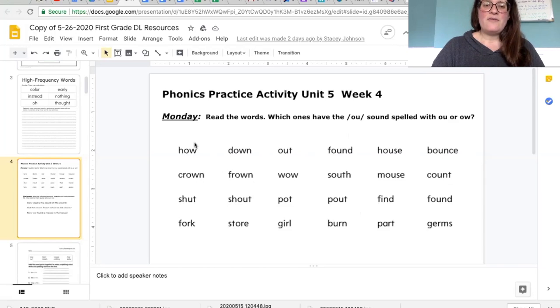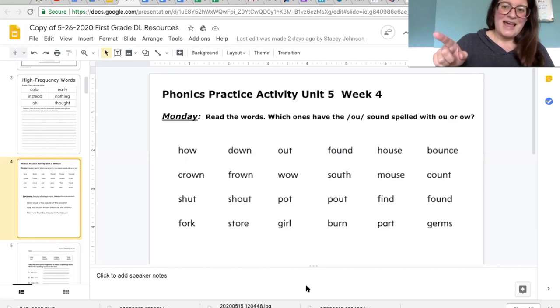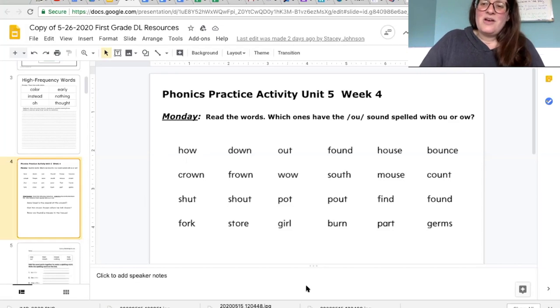And then when you have 4 in a row, either up and down, across, maybe diagonal, you get a bingo prize. I don't know what you have at your house. Maybe you have some M&Ms or some chocolate chips. I don't know what you like over there, but maybe your family member can give you a prize when you read the word, mark it, and you get 4 in a row. You could even play for blackout to get all of the words covered up.